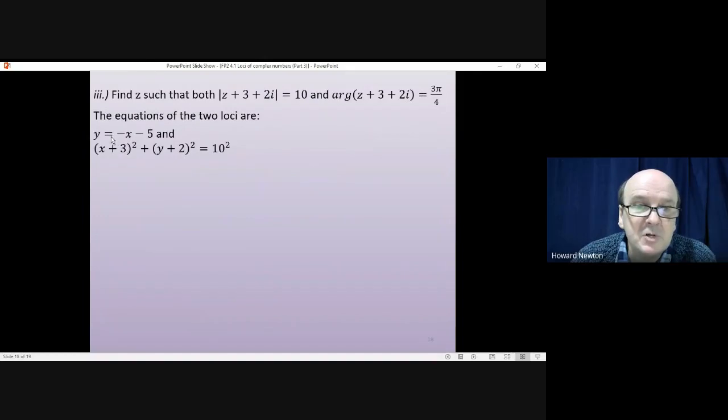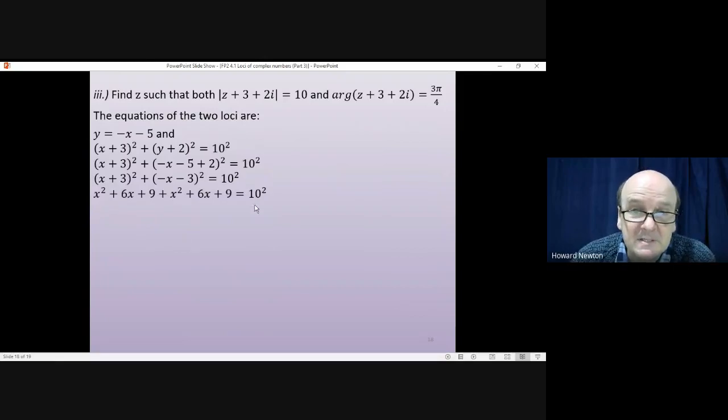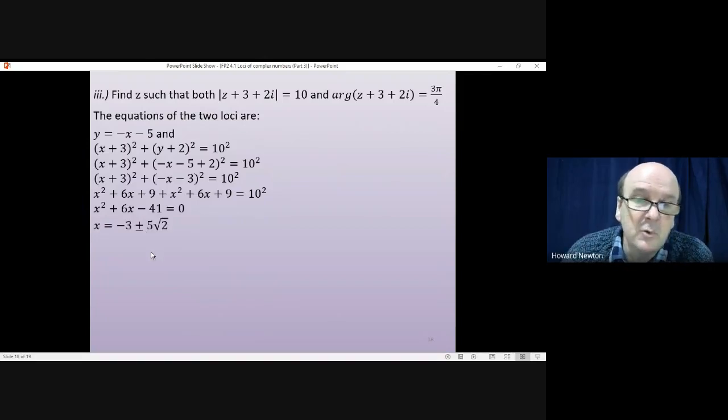So we'll substitute y from the first one into the second one, and that'll give us that. Tidying things up first gives us that. Then multiplying out the brackets gives us that. Tidying all of that up, we get the quadratic x squared plus 6x minus 41 equals 0. And if you use the quadratic formula, then you get x equals minus 3 plus or minus 5 root 2.